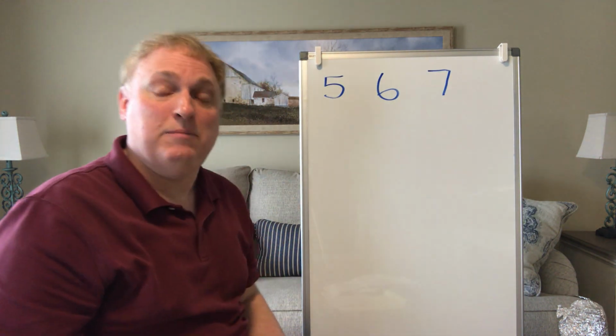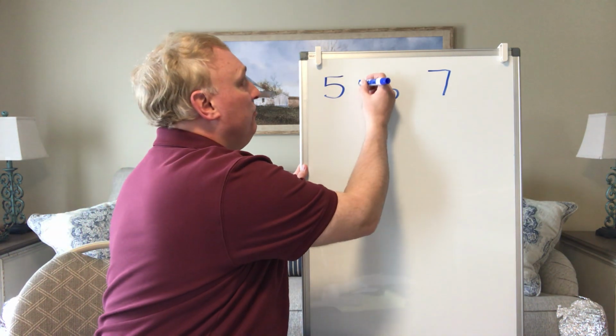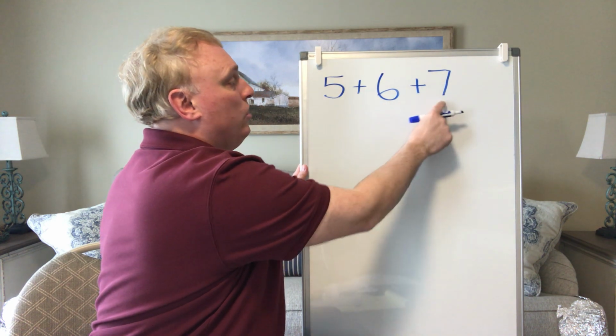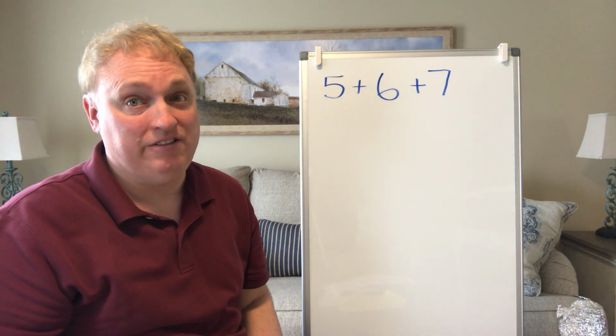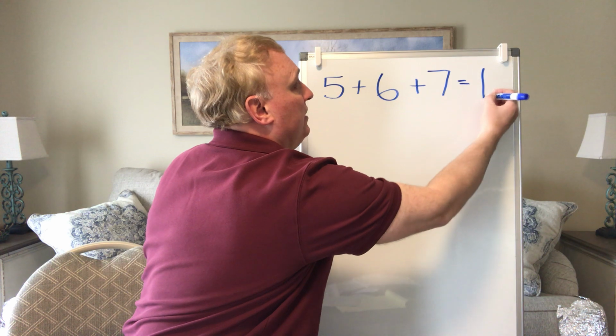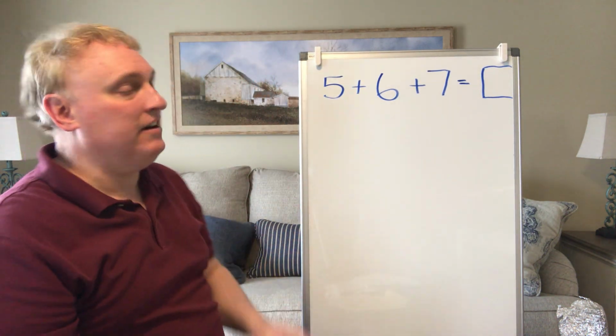Now we said we're going to make an addition number sentence because we're adding them all together. So we can put pluses, and we can actually add more than one number together at a time. We're adding 3 numbers together here. And the answer will be our mystery number. I'm making my mystery box at the end there.